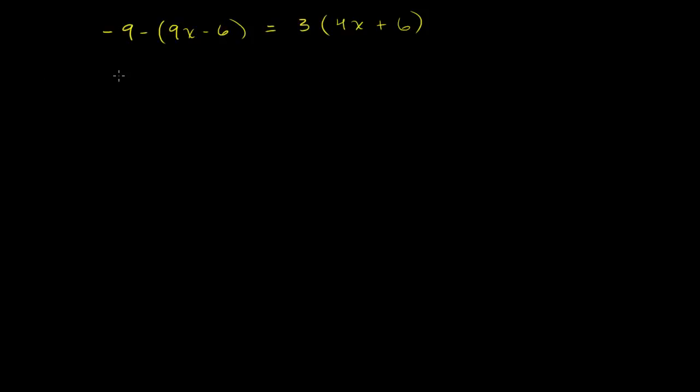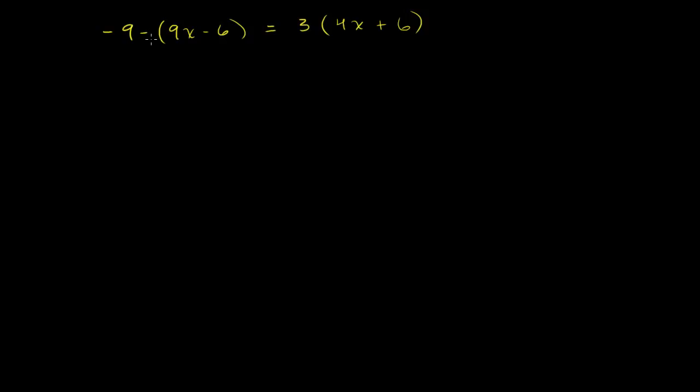We have the equation negative 9 minus this whole expression, 9x minus 6. This whole thing is being subtracted from negative 9 is equal to 3 times this whole expression, 4x plus 6. Now, a good place to start is to just get rid of these parentheses. And the best way to get rid of these parentheses is to multiply them out.